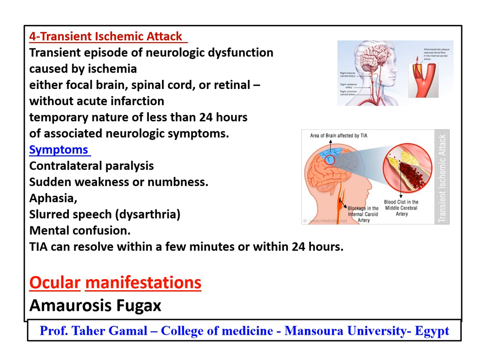The fourth cardiovascular disease is transient ischemic attack. A transient episode of neurologic dysfunction caused by ischemia, either focal brain, spinal cord or retinal, without acute infarction, with a temporary nature of less than 24 hours of associated neurologic symptoms. The symptoms: contralateral paralysis, sudden weakness or numbness, aphasia, slurred speech or dysarthria, mental confusion. Transient ischemic attack can resolve within a few minutes or within 24 hours. Ocular manifestation: amaurosis fugax.